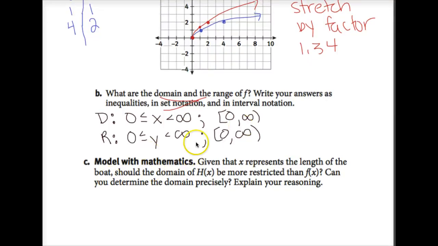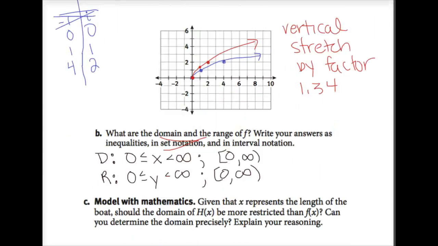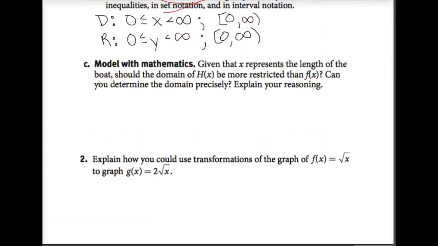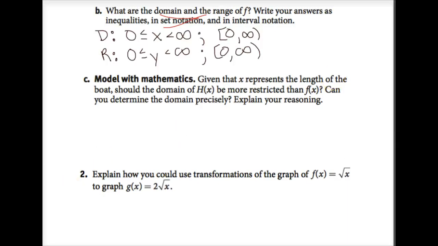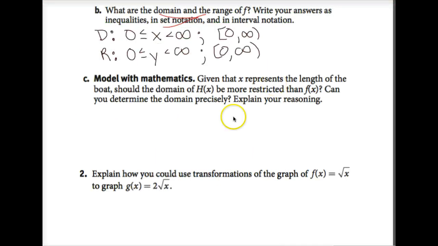Explain your reasoning. So the parent graph is just a general function. It's not describing anything in real life right now. But h of x is, again, as it said in the question, the whole speed function. So it's representing speed as a function of, I believe, length of the boat. So yes, x is length of the boat in feet at the water line. So the domain, that's x values. X values are length. So yes, it should be more restricted.